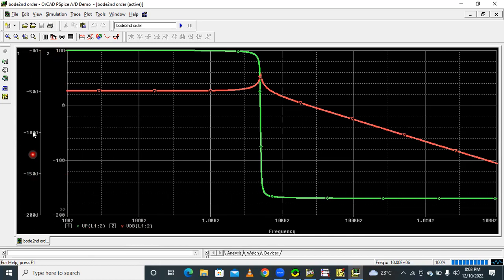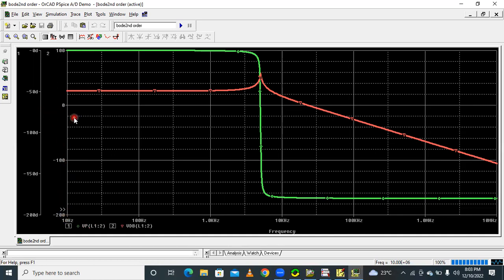This is the phase plot: minus 0 degrees, minus 50, minus 100 degrees, like this. And this is the magnitude plot: 100 decibels, 0 dB, minus 100 dB, minus 200. Like this, the y-axis is separated.